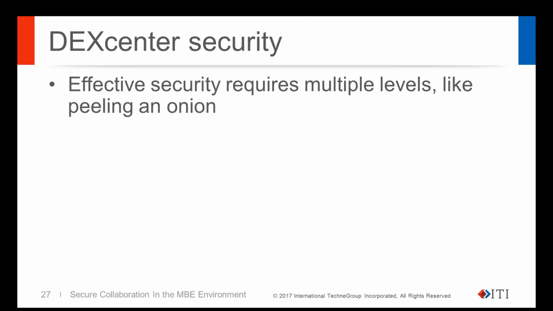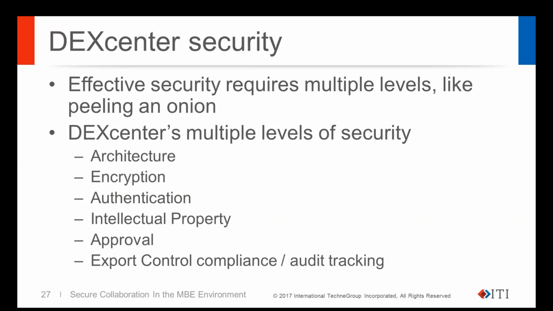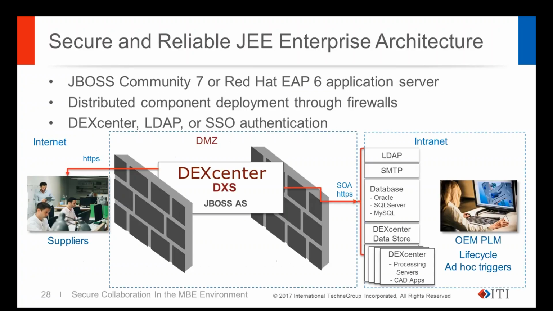So security is really not just one thing. Some people think, well, I'll lock my house and it's secure, but you really need to put multiple levels of security. I like to think of peeling an onion. We have different layers. The more layers you have, the more obstacles you have to someone getting access to your data. So let's talk about a few of these that are enabled through DEXcenter for security.